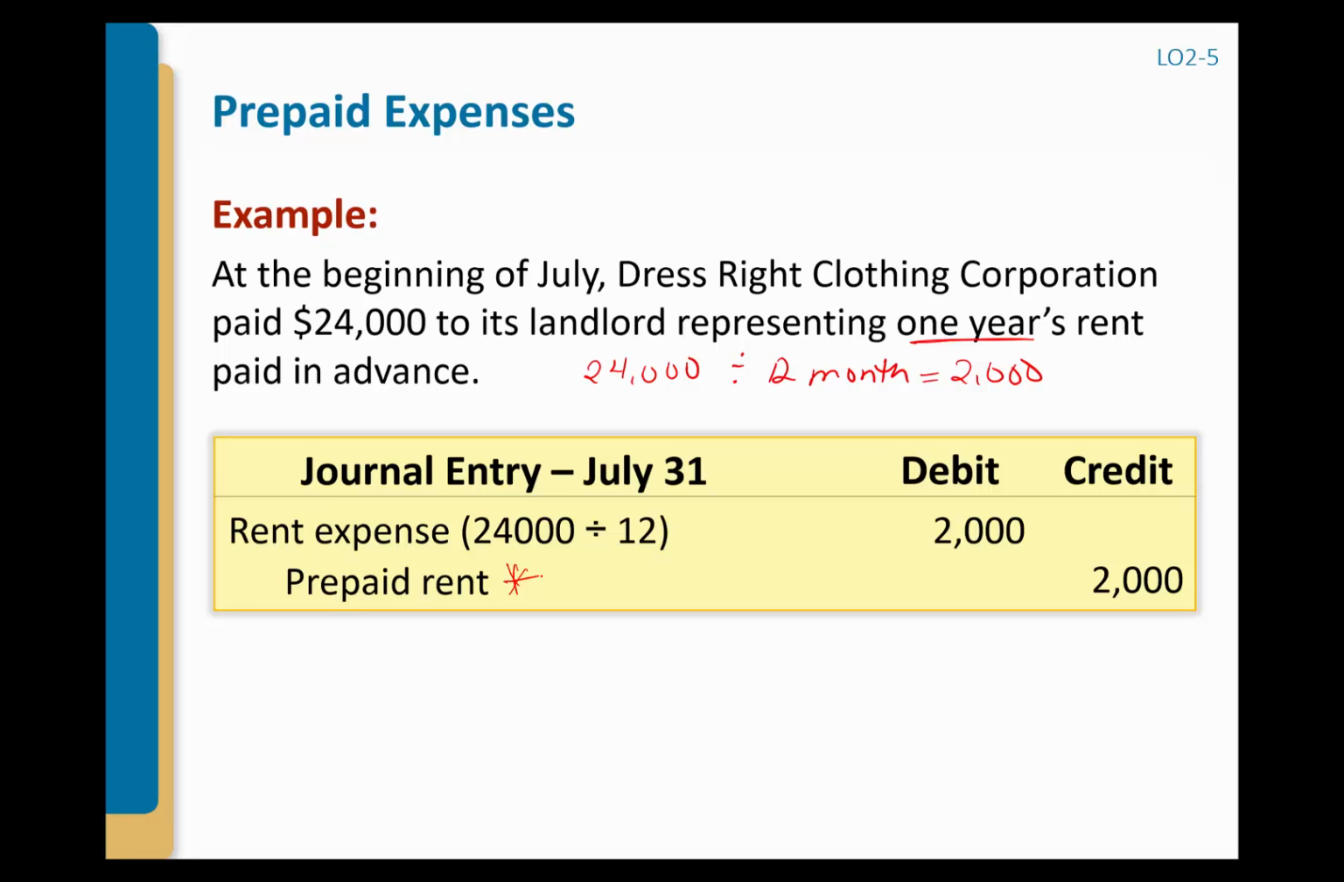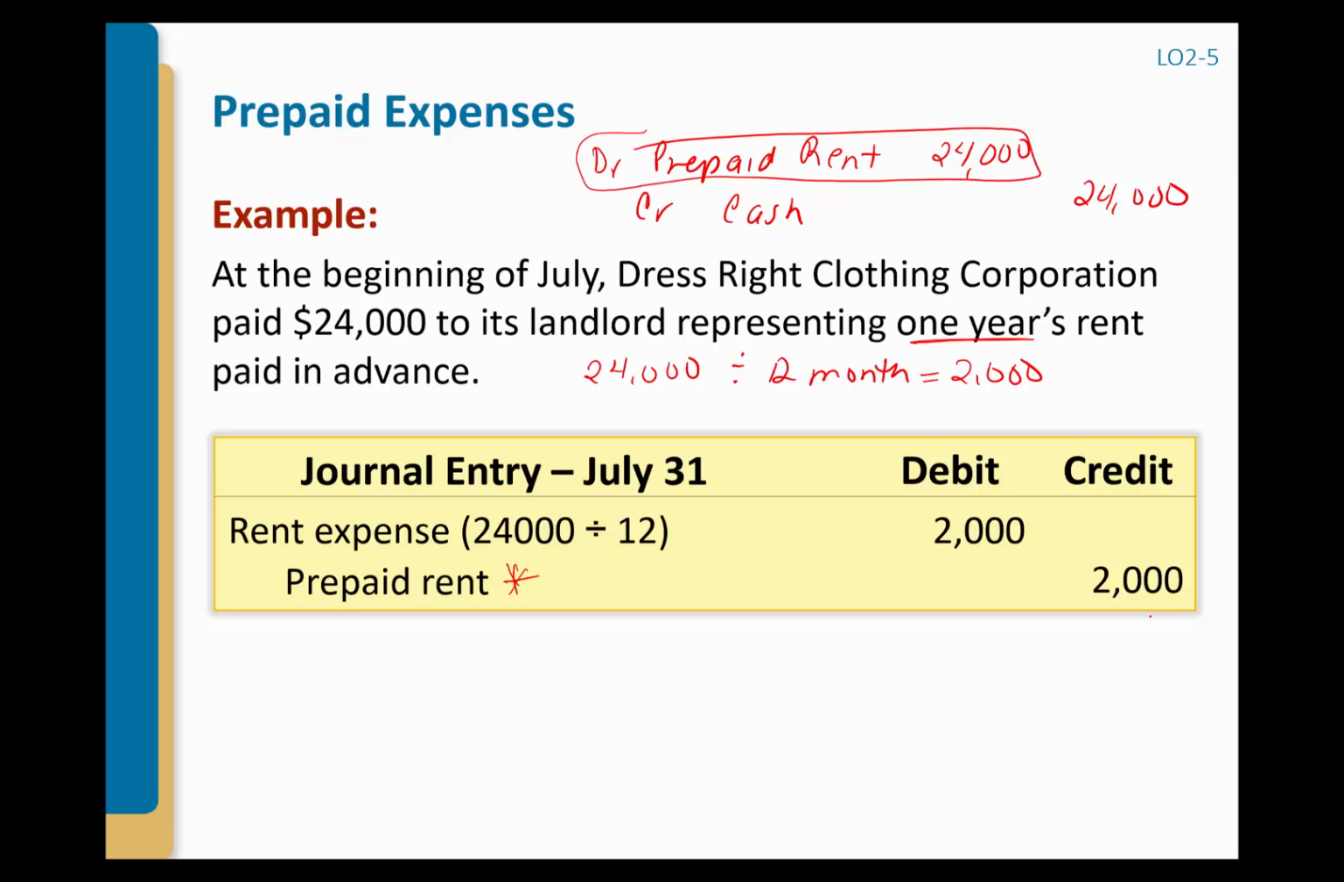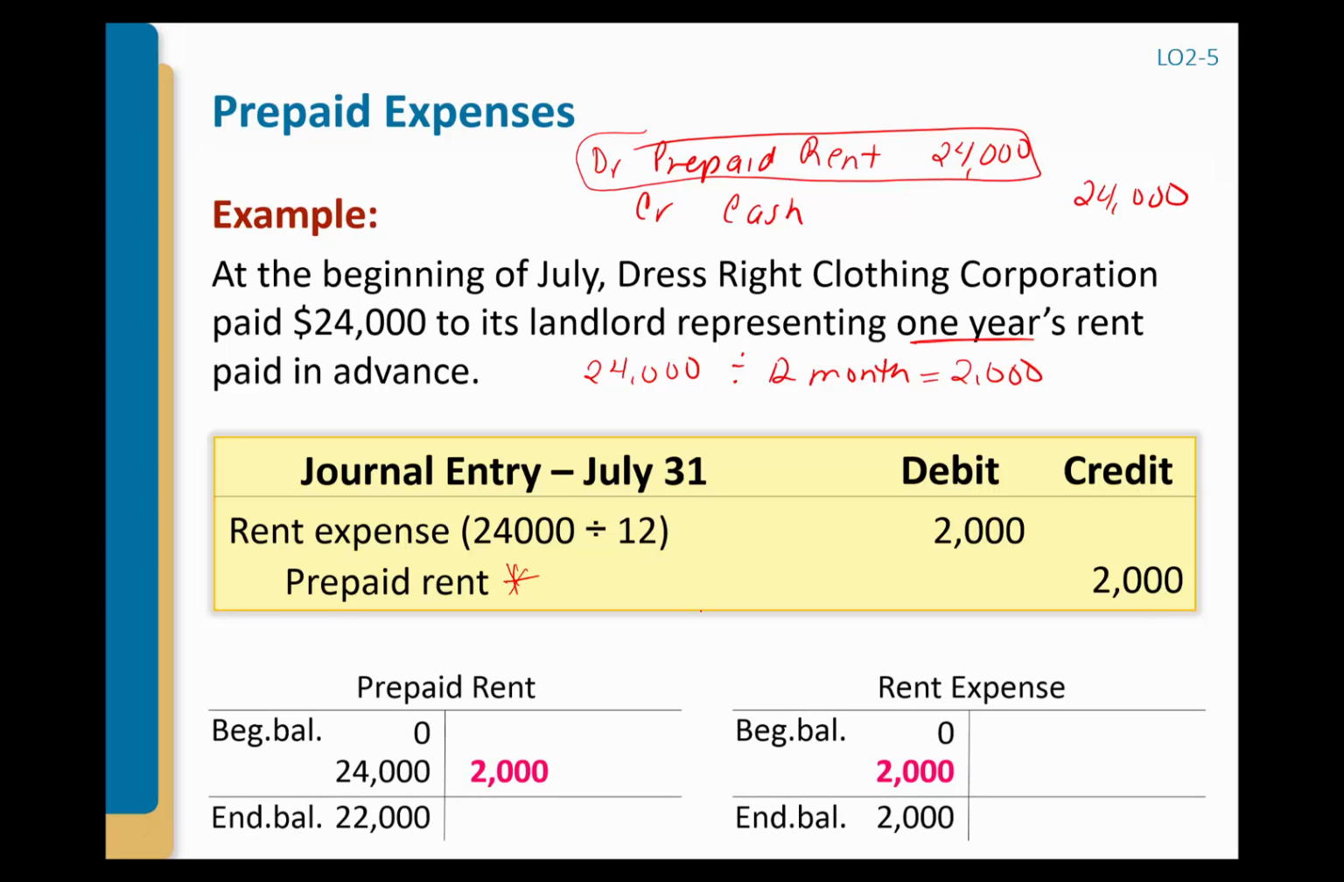Now remember, when you actually gave the money to the landlord, you would have debited prepaid rent for the $24,000, and then you would have credited cash. And remember, always think about what happens to cash. So here's your prepaid rent that you actually set up, and now you are reducing it by $2,000. So when we look at the T accounts, we have $22,000 in our account, and you would usually do a reconciliation at the end of the month to make sure that that balance is correct.